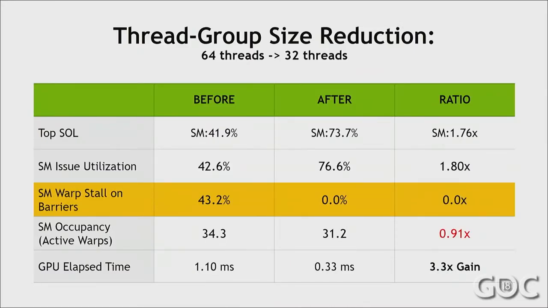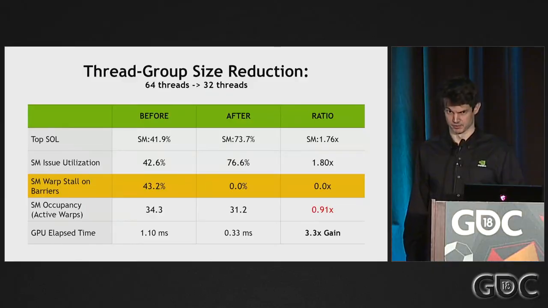So the result is that we started from 43% warp stall barrier and got down to 0. There are no more barriers executed at all once we make the thread group 1 warp instead of 2 warps. And the top SOL, as a result, goes up to 73% of the SM SOL. Issue utilization goes up also.